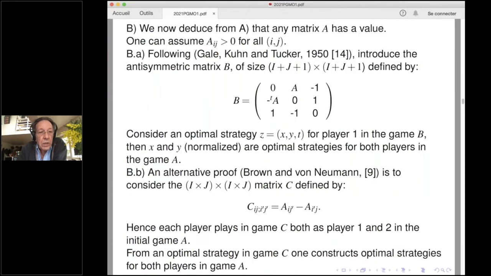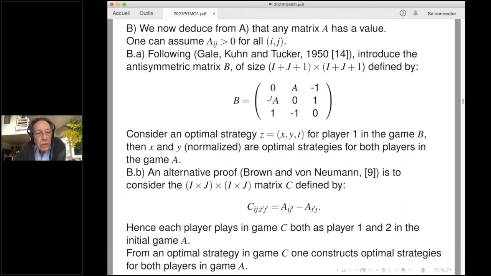Now, to deduce the min-max theorem, we have to deduce from this that any matrix has a value. And to prove this, it's enough to prove that you can reduce the case to the antisymmetric case. So first, we can assume that the matrix has all entries positive, otherwise I add a positive constant to each of them. And there are two ways of transforming a game into an antisymmetric game.